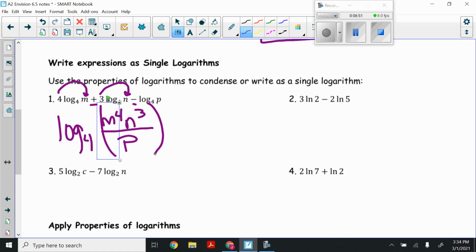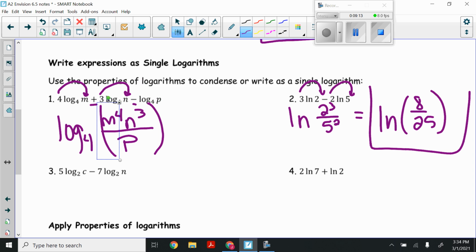Number 2, 3 natural log of 2 minus 2 natural log of 5. Again, numbers out front came as exponents. So this is really natural log of 2 cubed. Minus means divided by 5 squared. Then I can work out those numbers. So this is really the natural log of 2 cubed is 8 over 5 squared, 25. So there's my answer.